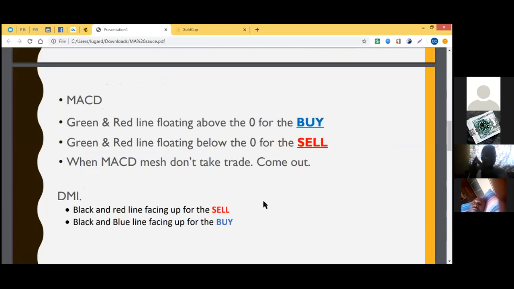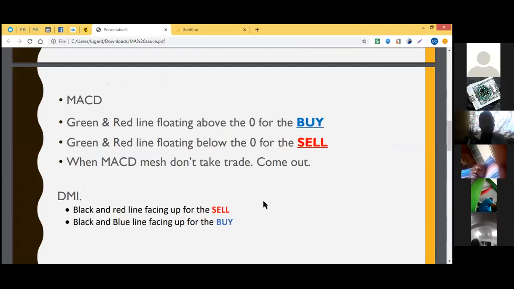All right. You guys should hold on. I would explain all of these things, and I would show you how we add them on the Gold Cup tool.